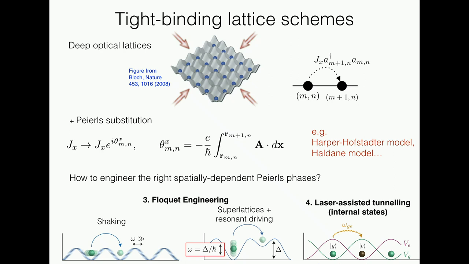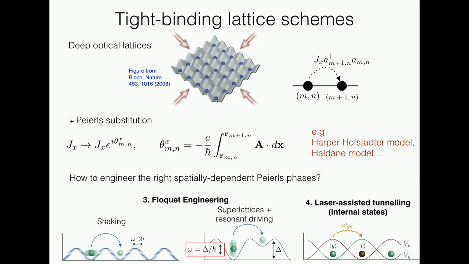So that was the status, I think, by the early 2010s, so about 5 years ago. And people were going, right, we really need a way to get stronger magnetic fields. How about if we instead go to another limit, where instead of trying to simulate continuum physics, so instead of trying to get to Landau levels, we try and get to tight binding models, like that Harper-Hofstadter model that I introduced to you yesterday.